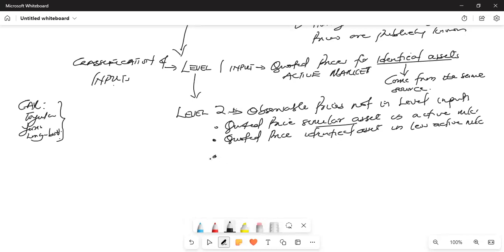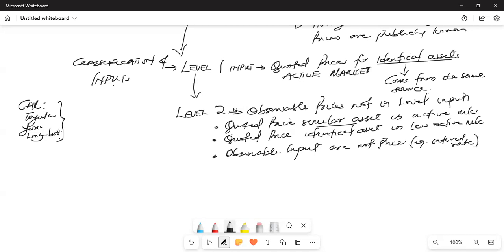Then the last one we will add is observable inputs that are not prices. These inputs are not prices, and I'll give you an example of that. An example is the interest rate, or inflation rate, or whatever you call it.